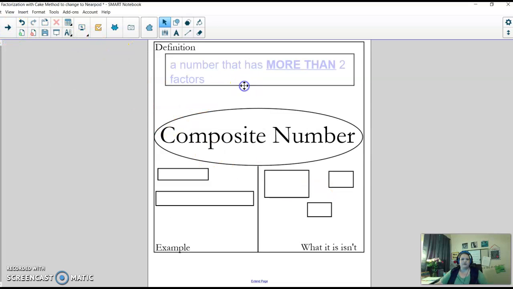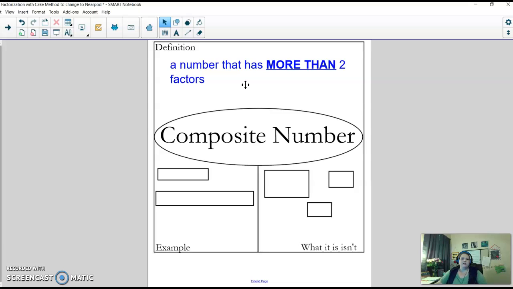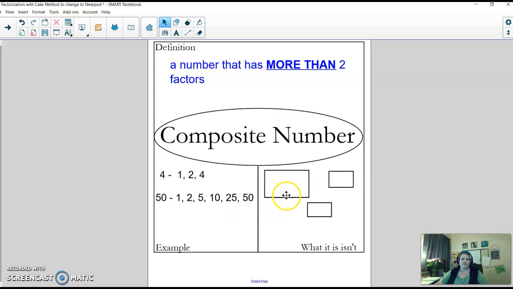A composite number is a number that has more than two factors. These are the numbers that we would have to find the prime factorization of. Some examples are 4, because its factors are 1, 2, and 4. 50, because its factors are 1, 2, 5, 10, 25, and 50.